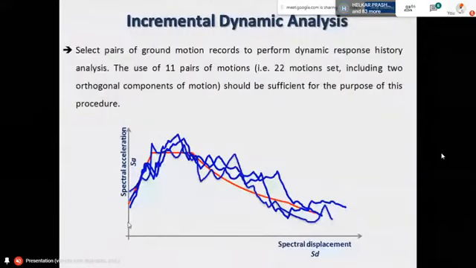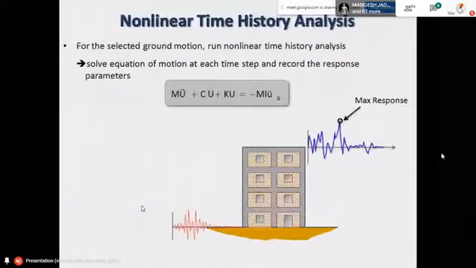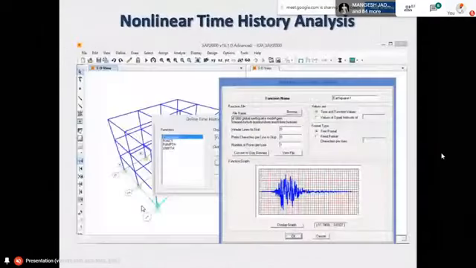Many researchers have worked on this. Vamvatsikos 2002 has given one simple step, what is called a one-step scaling. Then next are FEMA 356 and FEMA P695, which have two-step scaling. So different codes are also there for scaling. Then in SAP2000, the next is how it is performed, which I am demonstrating here.